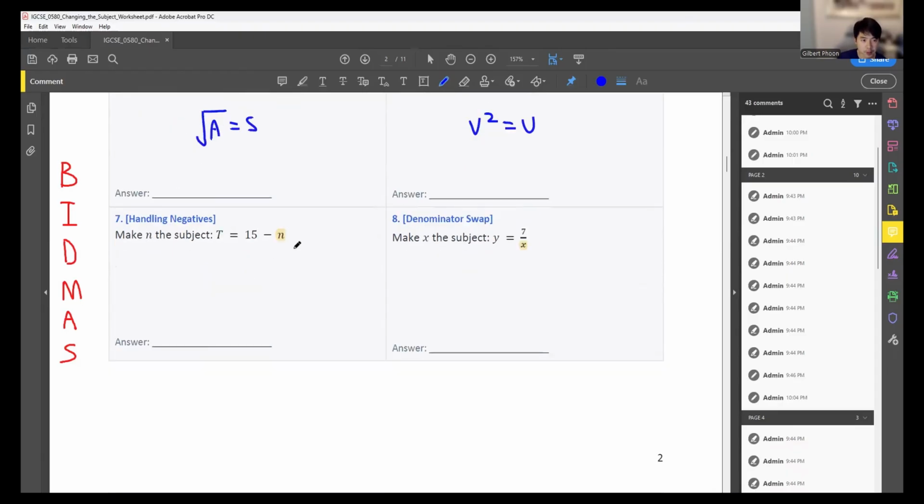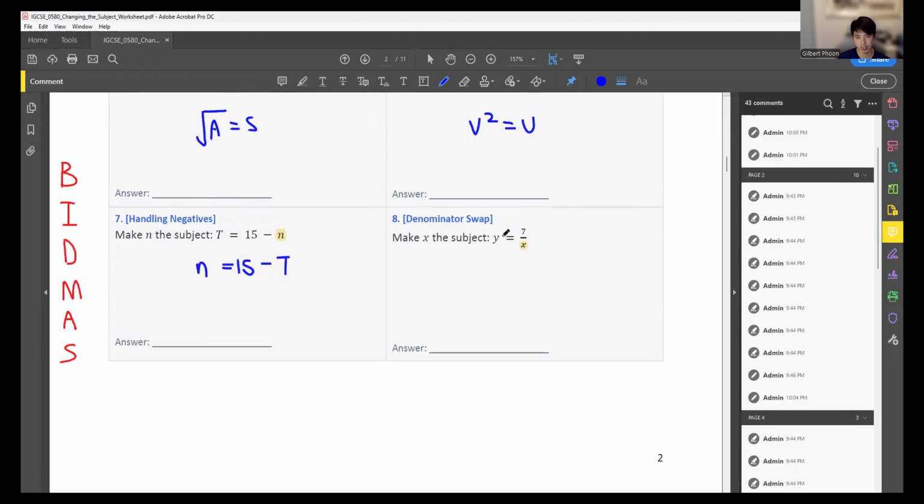And if I have negative subjects, what I'm going to do is I'm actually going to swap positions with both of them. What do I mean by that? I'm going to now bring 2 of them over, swapping sides together. The t brought over will become 15 minus t. The minus n brought over will become positive n, plus n on the left-hand side. And therefore, this is the subject.